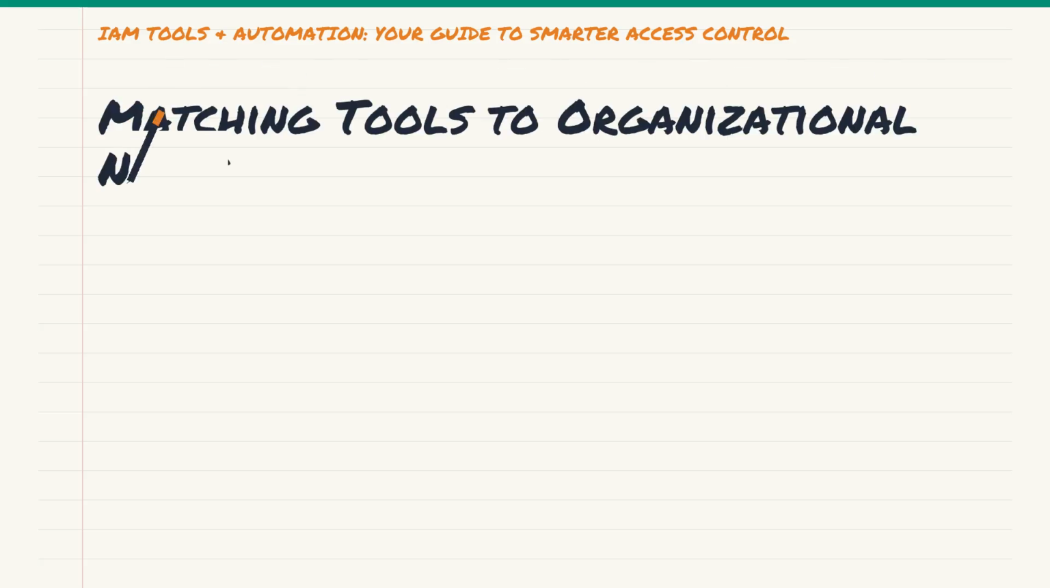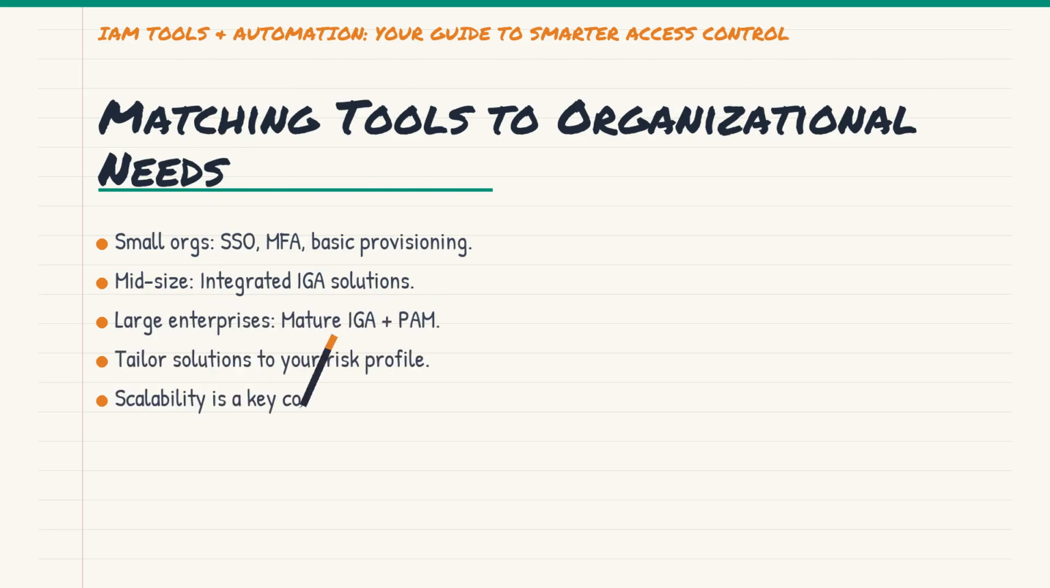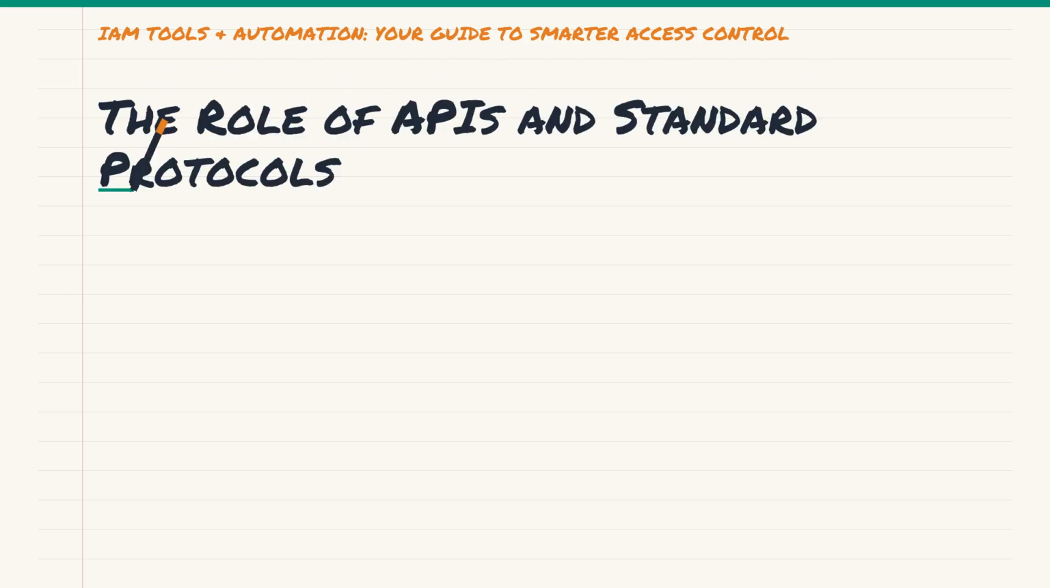For smaller organizations, an all-in-one IGA solution might be overkill. You might start with robust SSO and MFA, perhaps a simpler provisioning tool. As you grow, you'll likely look at more integrated IGA platforms. For large enterprises with complex systems and stringent regulatory needs, a mature IGA solution, coupled with a strong PAM suite and perhaps specialized tools for identity analytics, becomes essential. It's about building a layered defense and management system that fits your environment, not forcing your environment to fit a tool.